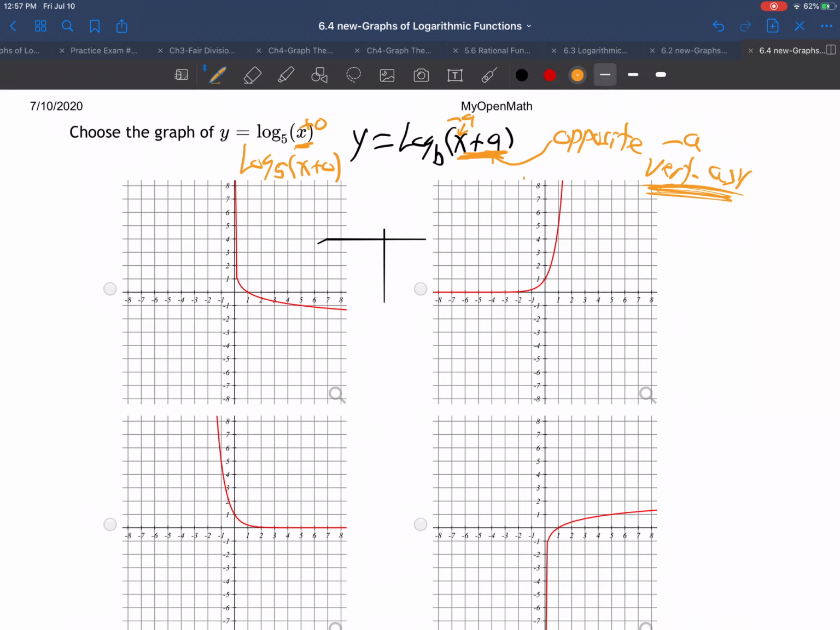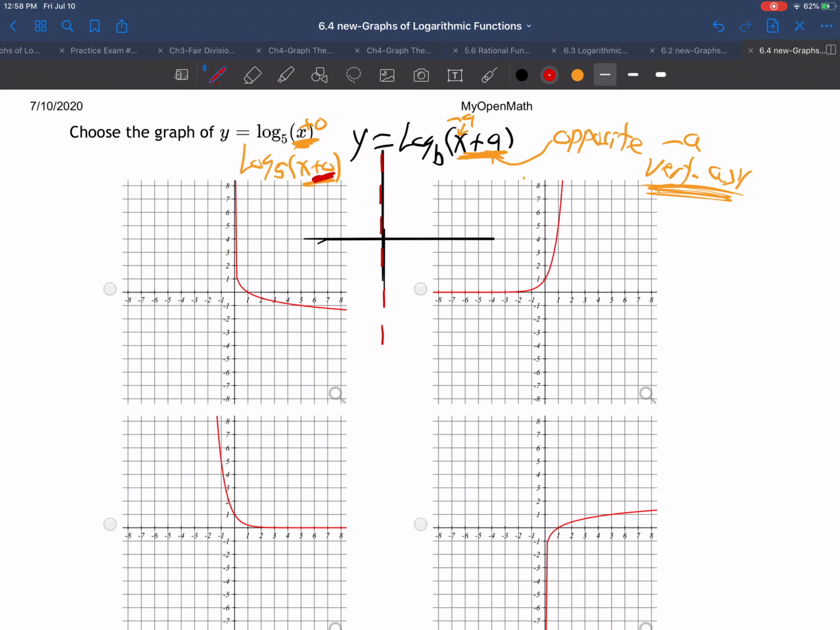Now, in our case, we don't have anything in the parentheses with x, which means 0, and that still means something very important. Our vertical asymptote is right here at 0. There's nothing next to x, which means 0. So we know our vertical asymptote is there.